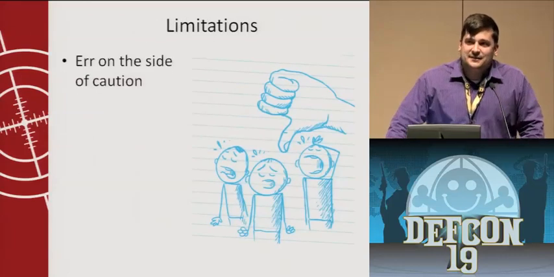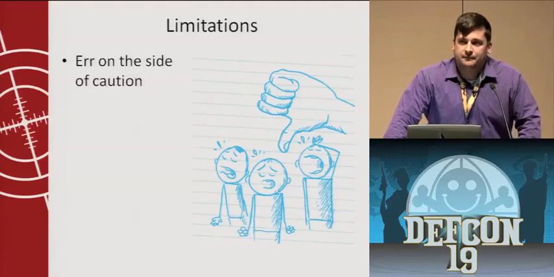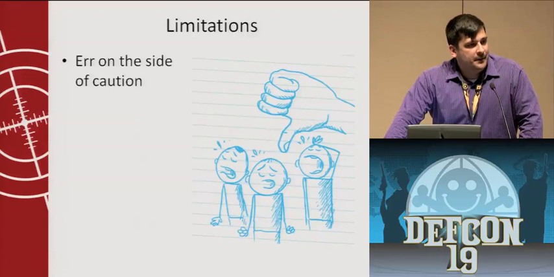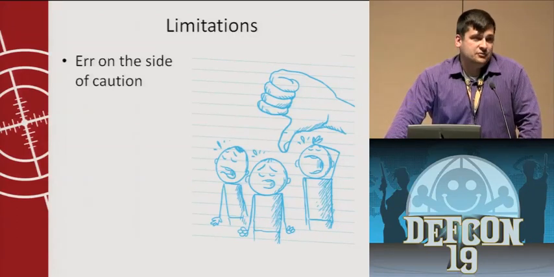There's limitations to this kind of solution. The first one is you have to err on the side of caution. There may be traffic that looks very, very bad, but a customer is expecting it to be allowed on your network because it's totally normal.